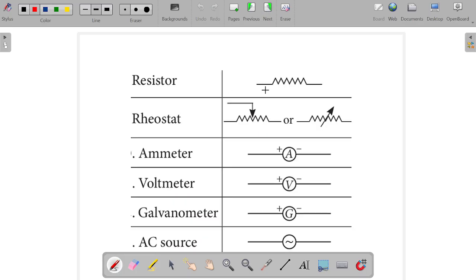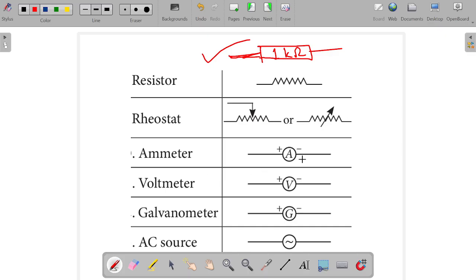Now these symbols are also very important. Most of the old books use this symbol. It is a little bit obsolete now, and in some references you might see a rectangular box with the value of the resistor written over it. This symbol is also correct. A rheostat, or variable resistance, will look like this.